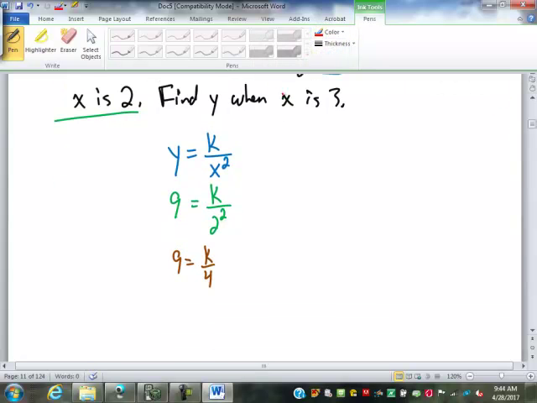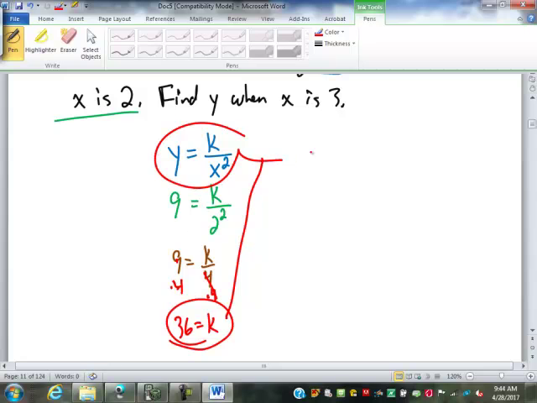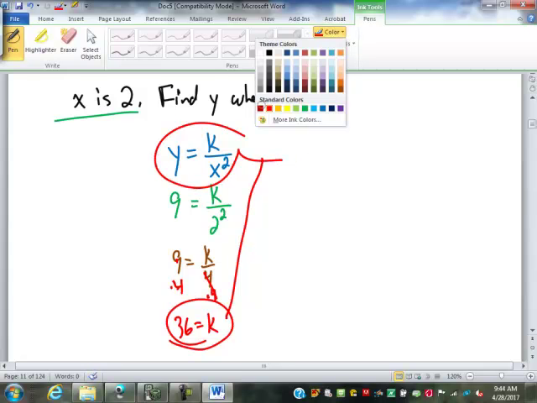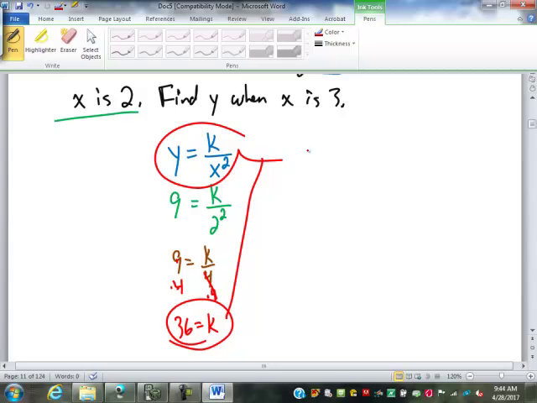And now we can solve for k. k is divided by 4, so we're going to multiply by 4. 9 times 4 is 36, so k equals 36. And we put that back up into our relationship to define it better. So instead of y equals k over x squared, y equals 36 over x squared.